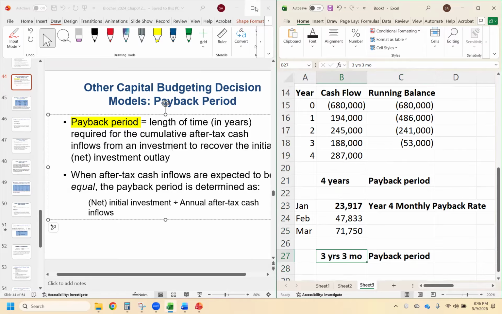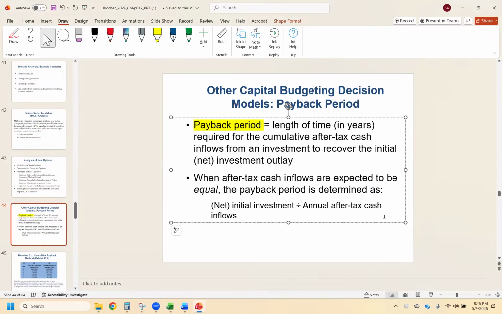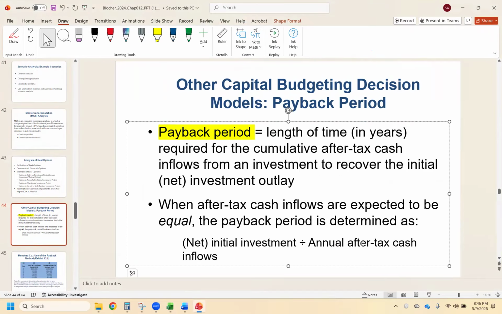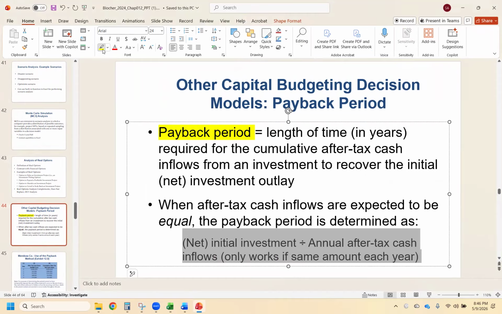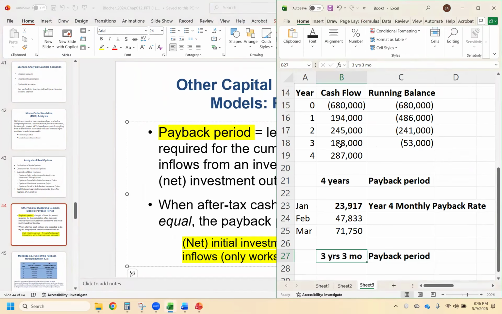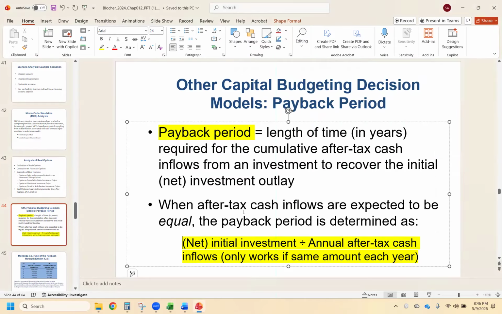There's a formula here in the slides that says net initial investment divided by annual after-tax cash flows. This only works if you get the same amount each year. So don't use that formula unless you're getting the exact same amount every year, which in this problem that I've been working on, in this Mendoza problem, they're not. They're getting 194, 245, 188, 287. They're getting a different amount each year. So the formula, that calculation formula, won't work.